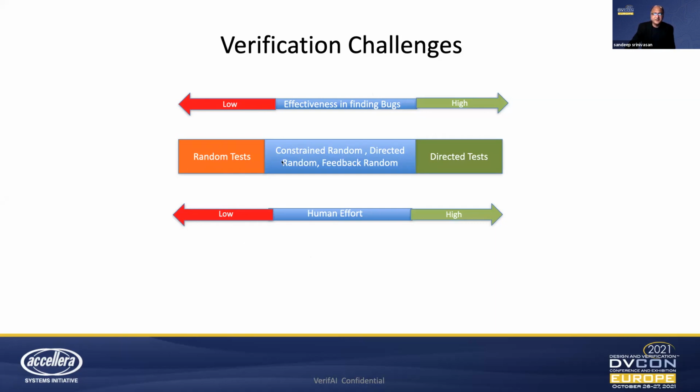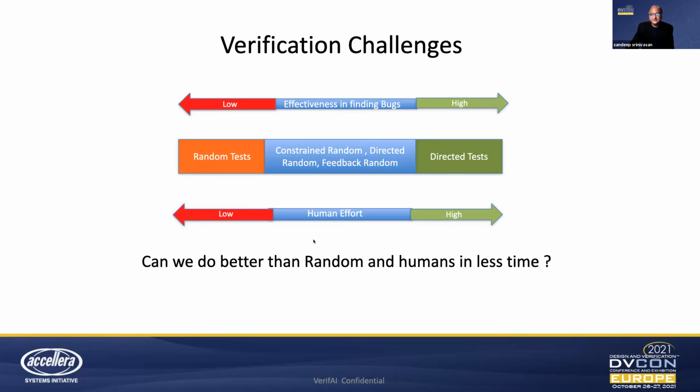Then we have constrained random, directed random, feedback random, and the effectiveness of finding bugs is medium with this approach, and this is the majority approach. And the human effort, I would say, is medium to high for these techniques. Now, obviously, directed tests give you the highest efficacy in finding a bug, but also it's the highest human effort. So the question we asked ourselves is, can we do better than random and humans in less time? The answer is yes, but a new approach is required.